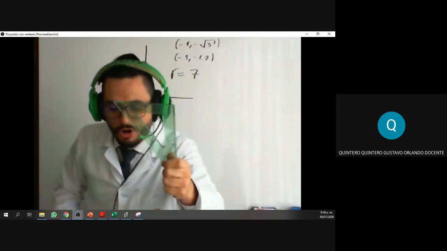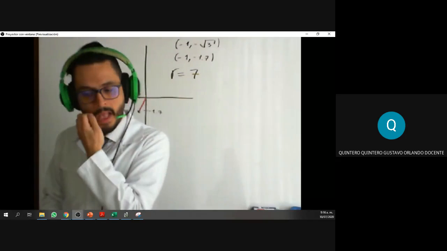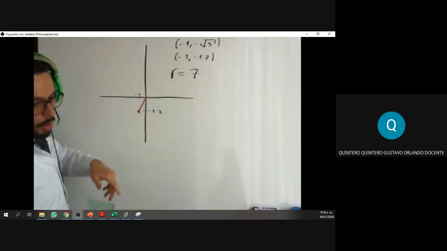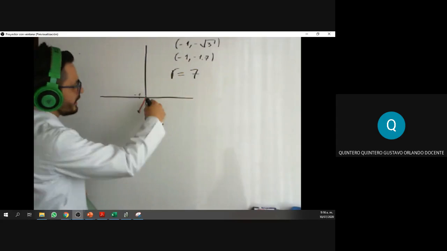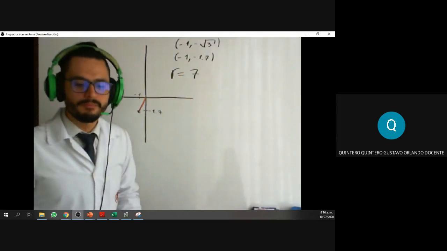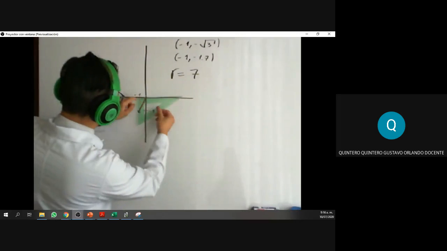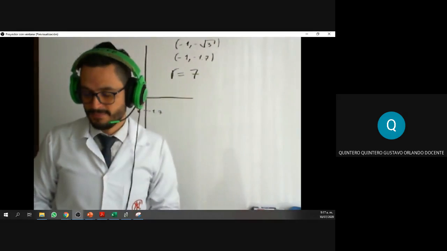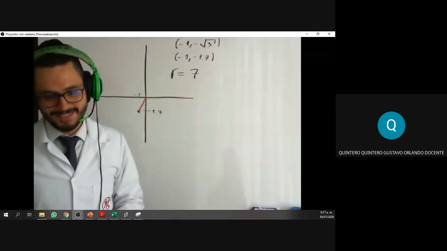Why is this wrong? Can anybody say it? Because of the proportions. Yes, Sarita. In my drawing, I don't have every unit at 1 centimeter away from the other. No, I don't have that. In my drawing, the number 1 is at 3 centimeters. So the proportions change.